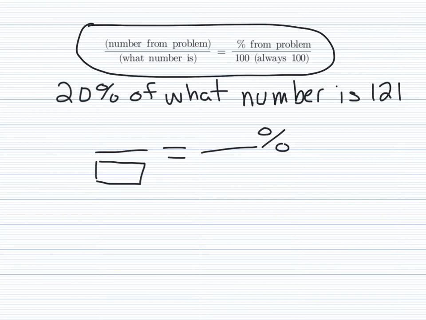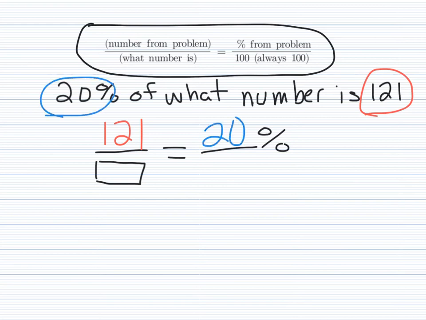So if 20% of what number is 121, we need to set the problem up correctly. The number from the problem is this number right here, 121. So the number from the problem will always go in the upper left-hand side. Then I take a look at the percent, and the percent is 20%. So I write my 20 here, and I will always have on the bottom 100. That will always be there.